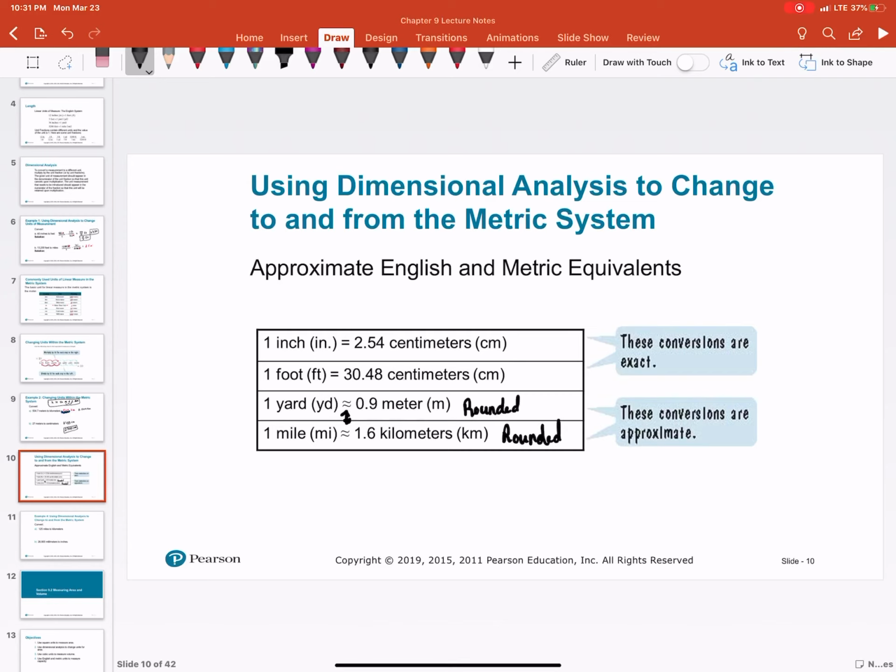Now, sometimes you won't use that. You'll just use these conversions right here because these are what? Your exact. So keep that in mind.